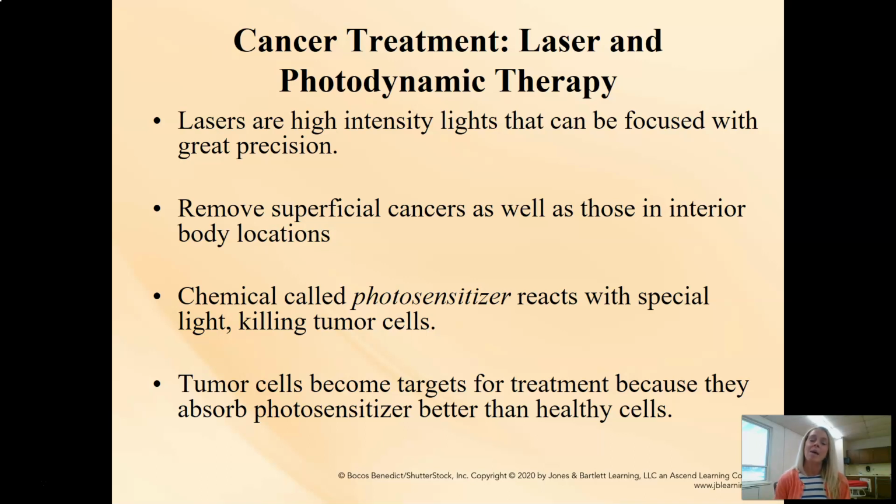There is a chemical called a photosensitizer, which reacts with a special light. So you can take this drug, the photosensitizer is absorbed by the cancer cells, and then you can use the laser to kill the cancer cells. Tumor cells can be targets for treatment because they absorb that photosensitizer better than healthy cells. And then the body also starts to create an immune response to those cells.